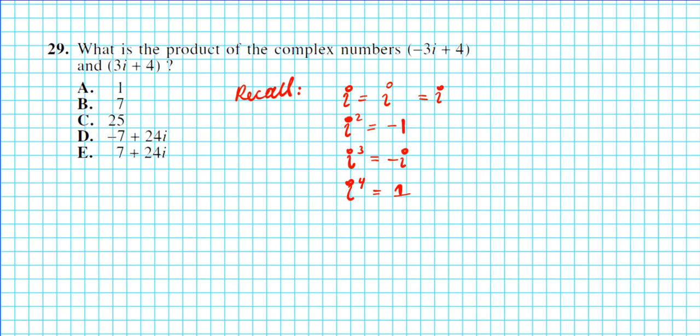So all you have to do is start right back here. This will be i to the 5th. This will be i to the 6th. This is i to the 7th. i to the 8th power. Alright, so the same pattern goes on and on and on forever. Alright, now with that in mind, let's go ahead and find our product. We want to find the product of negative 3i plus 4 and 3i plus 4.